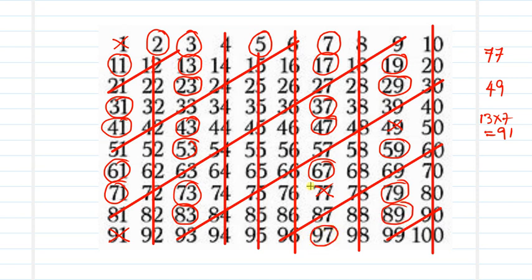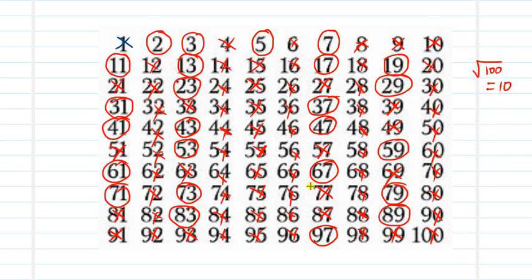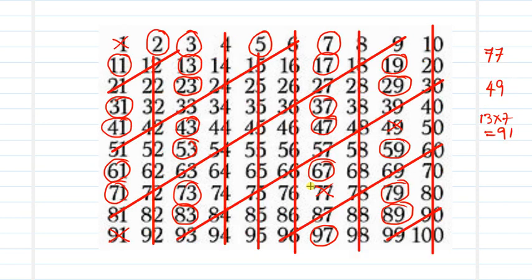You're able to notice that these are the same numbers that I have cancelled in this method also. This is the regular method, and this is the method that we can use easily to find all the prime numbers from 1 to 100.